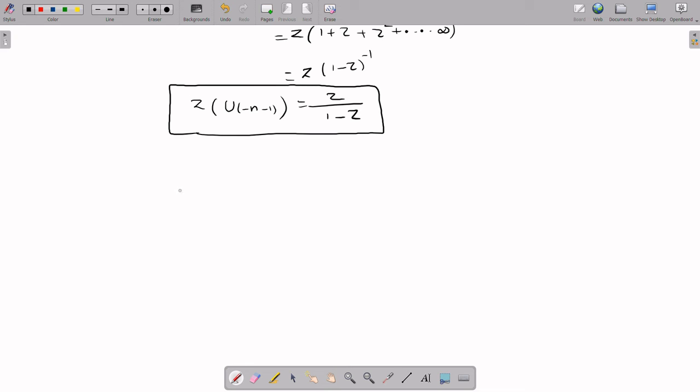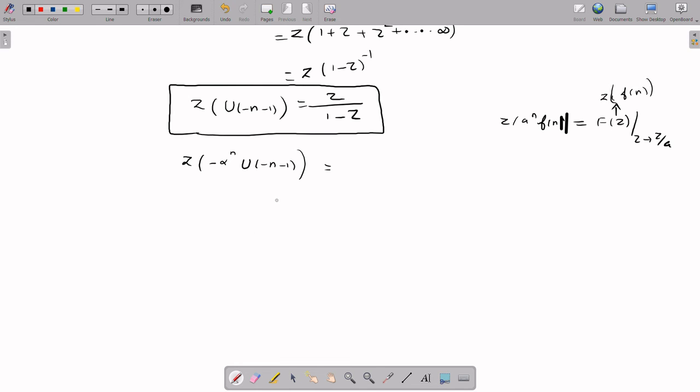Next we have to find, using this, the z transform of minus alpha power n u of minus n minus 1. As usual we have to apply the property. What is our property? The z transform of a power n f of n is equal to F of z as z tends to z by a. What is this F of z? F of z is the z transform of f of n, not a power n f of n. This is the z transform of f of n, which is your F of z.